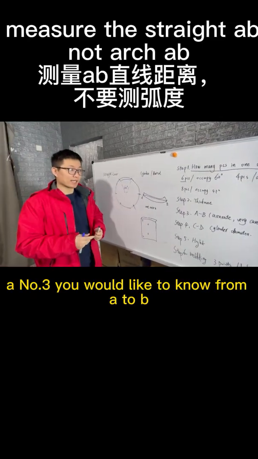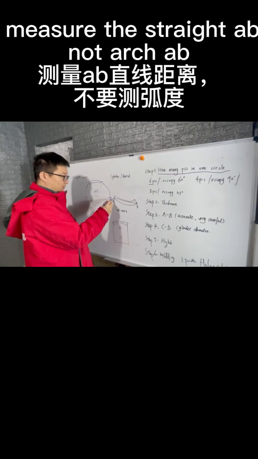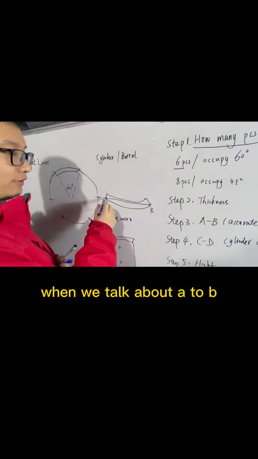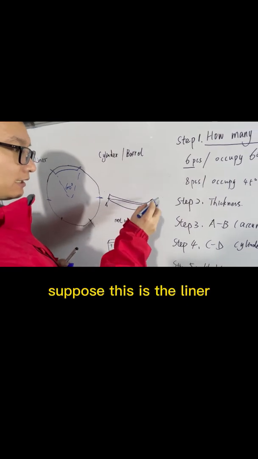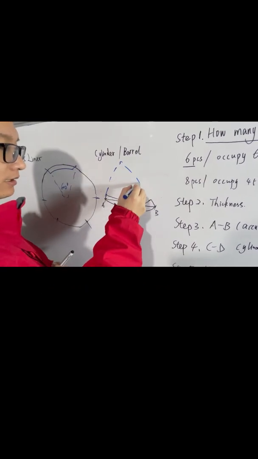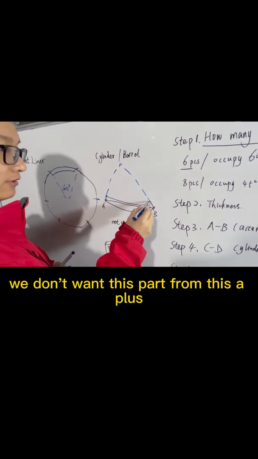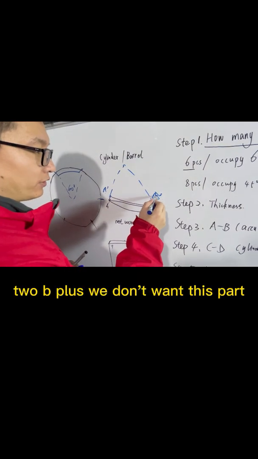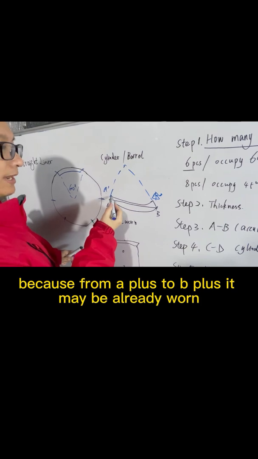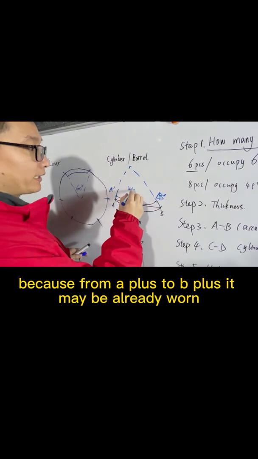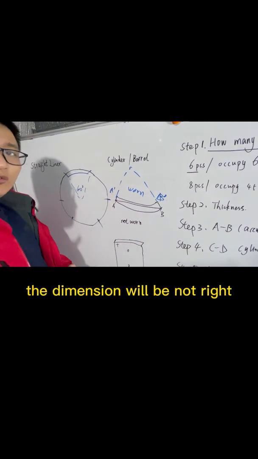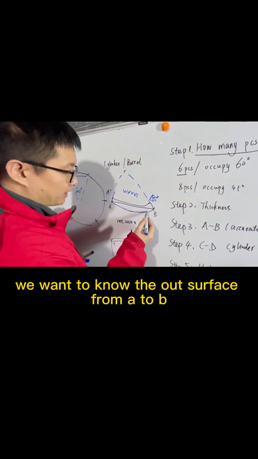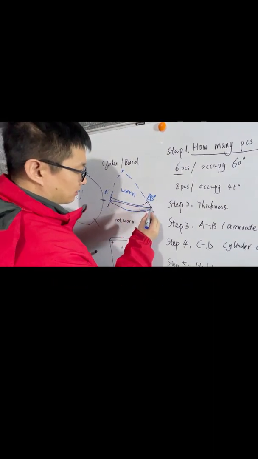Number 3, we would like to know from A to B. Let's go and measure A to B. When we talk about A to B, suppose this is the liner. We don't want this part from A plus to B plus. We don't want this part because from A plus to B plus, it may be already 1. The dimension will not be right. We want to know the odd surface from A to B on the straight one.